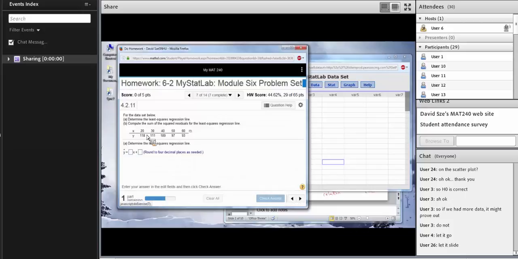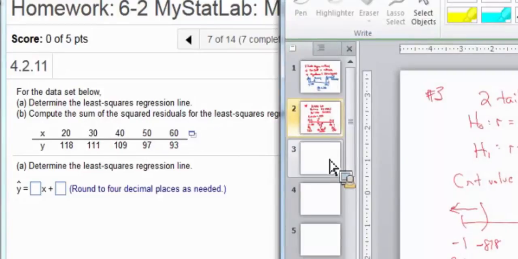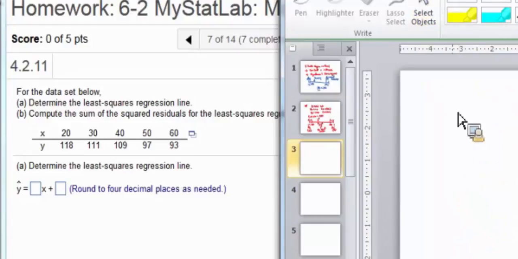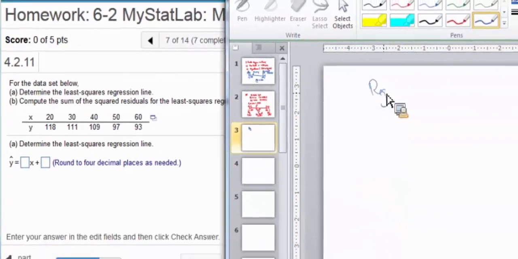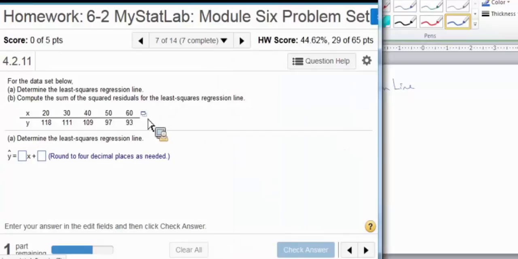Okay, I think 7 is pretty much computational. For the data set below, determine the least squares regression line and compute the sum of squared residuals. So let's do the regression line first. The regression line is the line that best passes through the points. Both Excel and StatCrunch are good at doing this. Let's do it in StatCrunch.